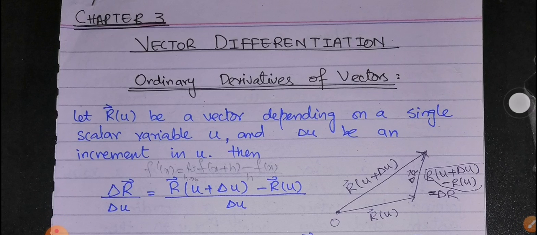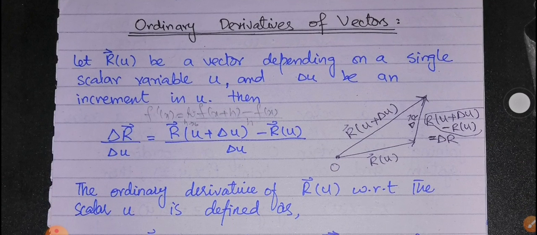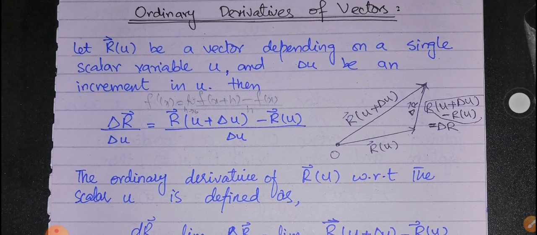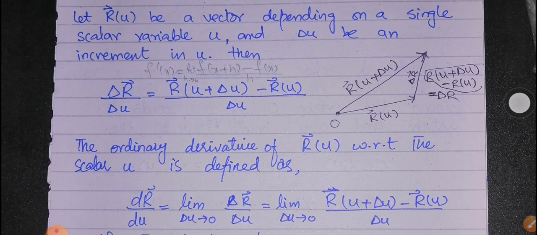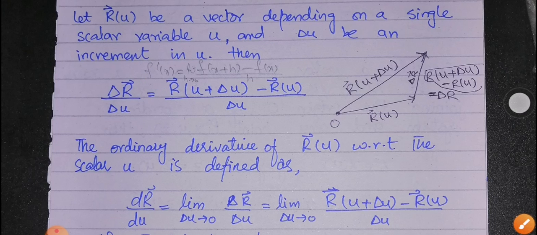So in vector differentiation, the first topic we are going to discuss is ordinary derivatives of vectors. Let r of u be a vector depending on a single scalar variable u. Here make sure that u is a scalar variable, not a constant term, and let delta u be an increment in u. By definition, the derivative is defined as the limit as h approaches 0 of f of x plus h minus f of x, over h. Similarly, we are going to define the derivative of a vector on the same basis.